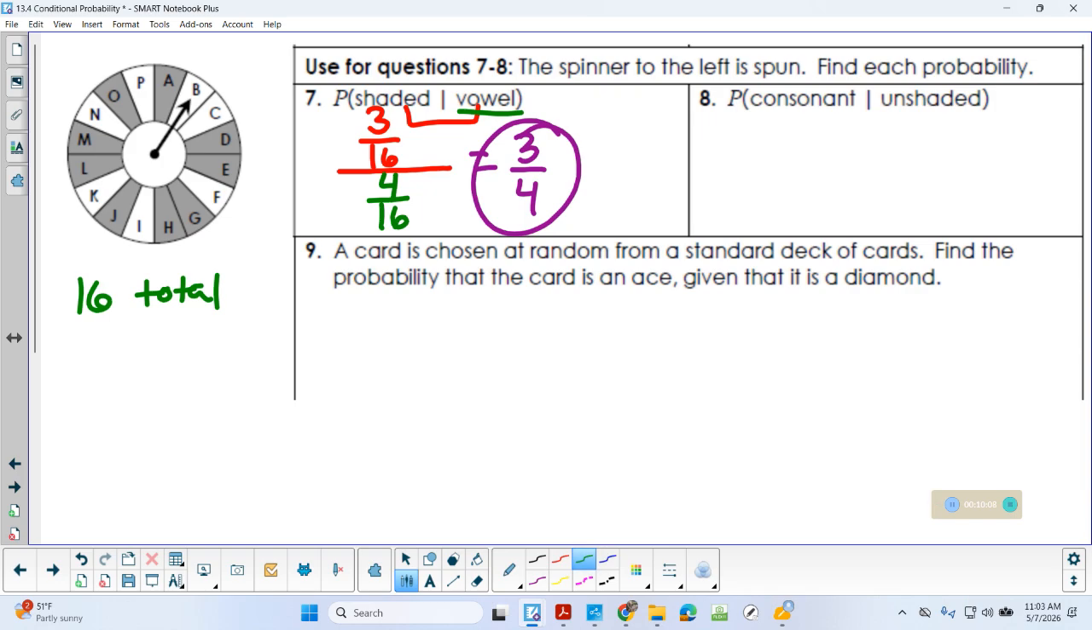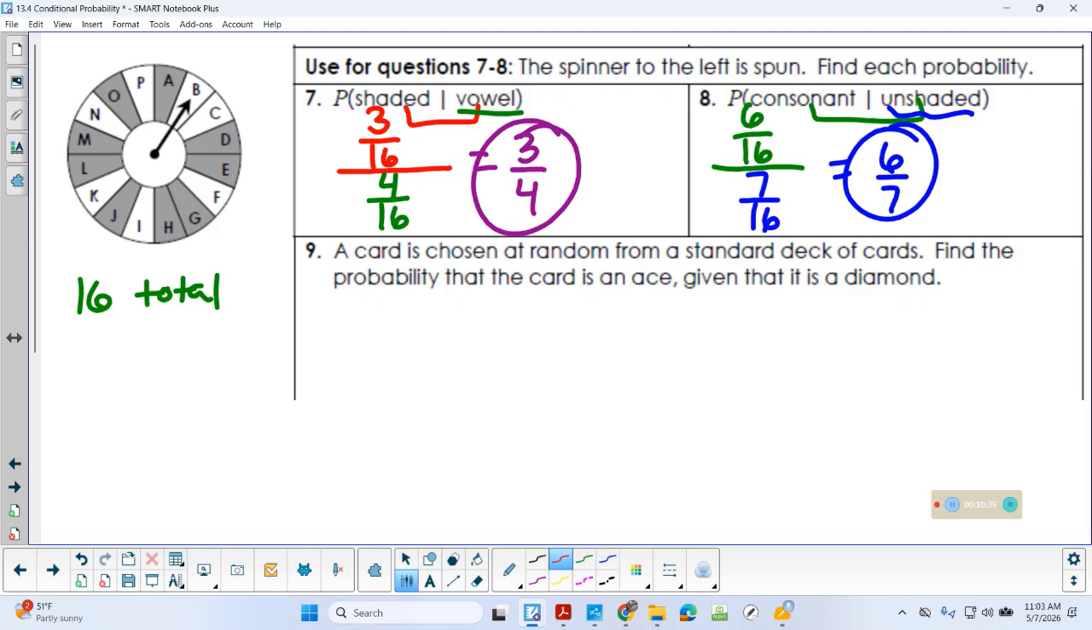All right, hopefully we have figured out what a consonant is. All right, consonant and unshaded. So how many consonants unshaded are there? 6. Good on the counting. Okay, now how many unshaded pieces are there? 7. There's 7 unshaded. All right, of course that's nice, 6/7.